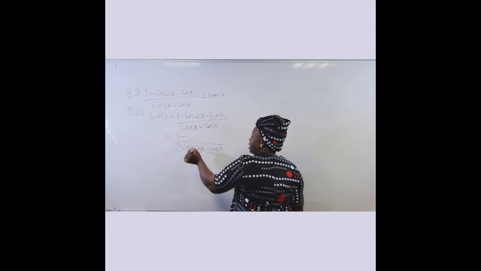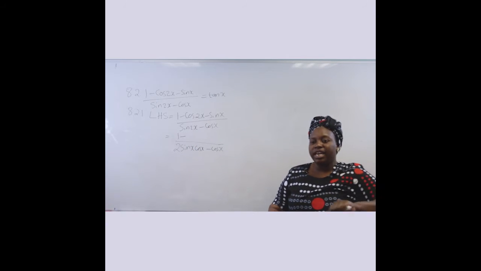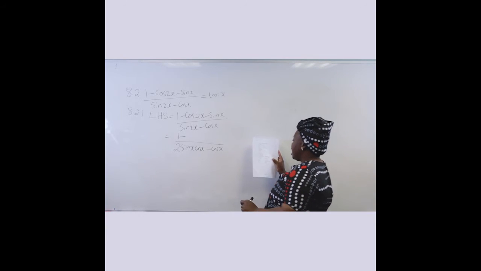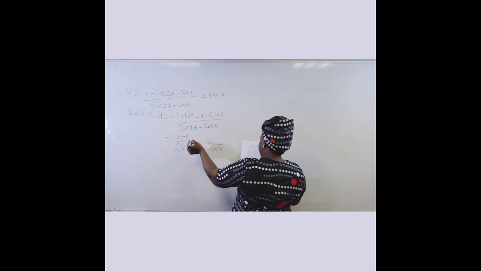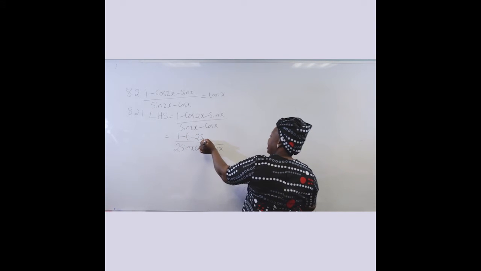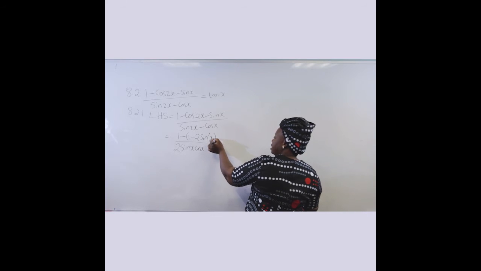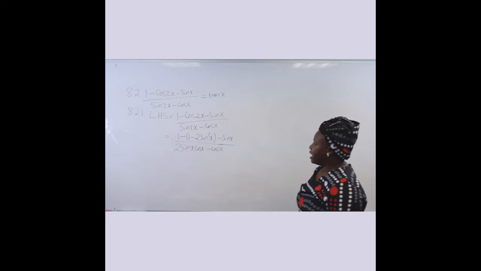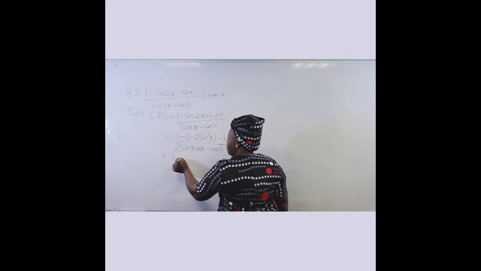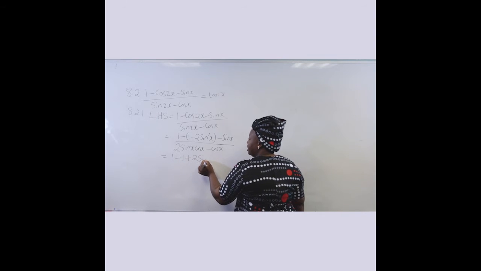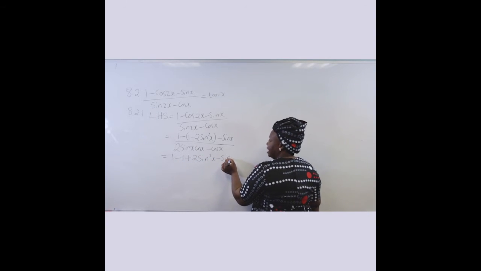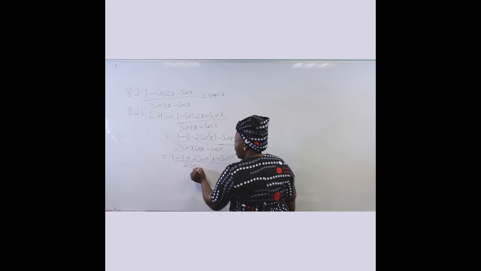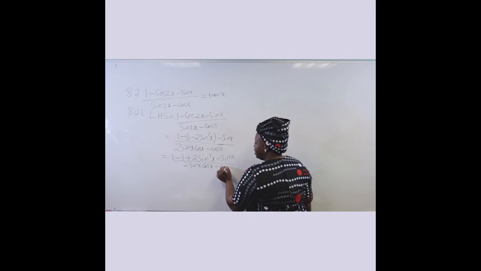So we have 1 minus. How do we change cos to be in terms of sine? You go to your information sheet. This is your key. In the information sheet, the cos in terms of sine will be 1 minus 2 sine squared x, minus sine x. And then you simplify. Remove the bracket. It means we will have 1 minus 1 plus 2 sine squared x minus sine x. All this will be divided by 2 sine x cos x minus cos x.